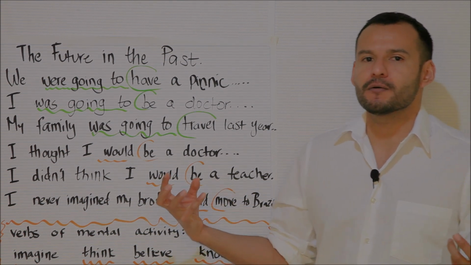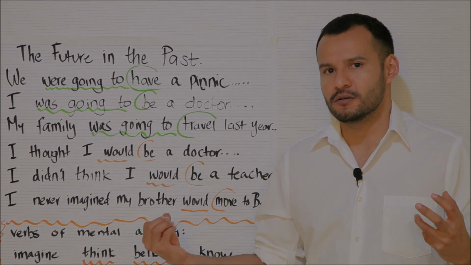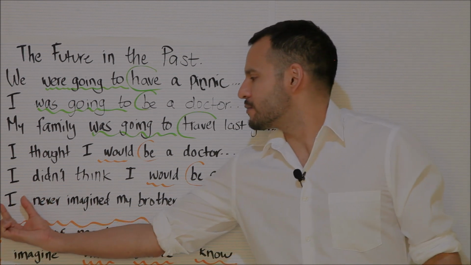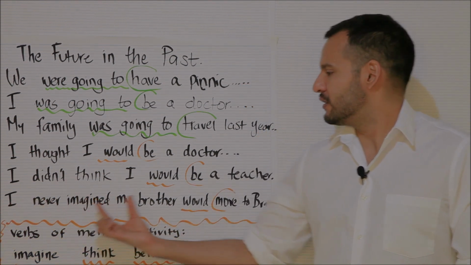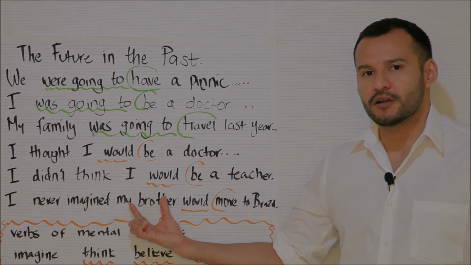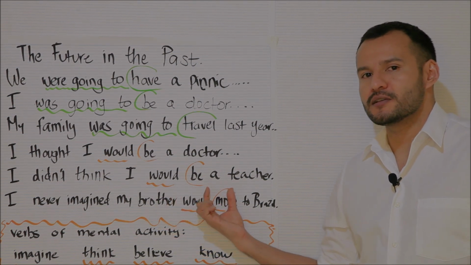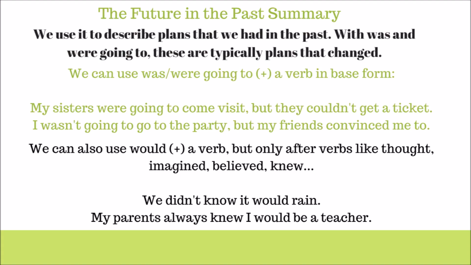but he's been living there for 10 years now. So it's the same structure, the subject, a verb of mental activity, a second subject, in this case my brother, would, and a verb in the base form. And basically those are the two most common ways to use the future in the past. So to talk about plans that you had in the past.